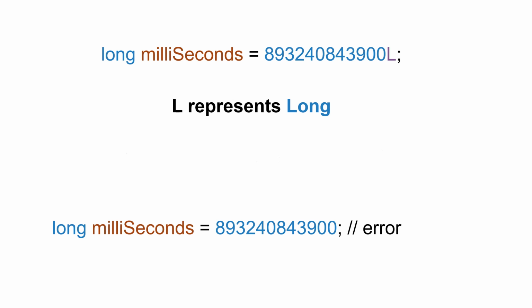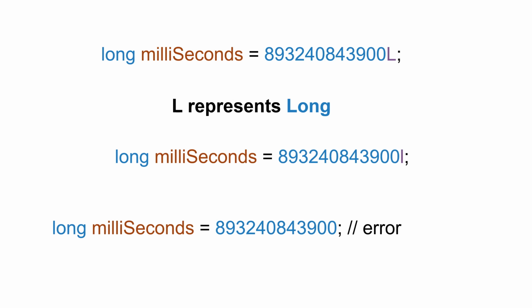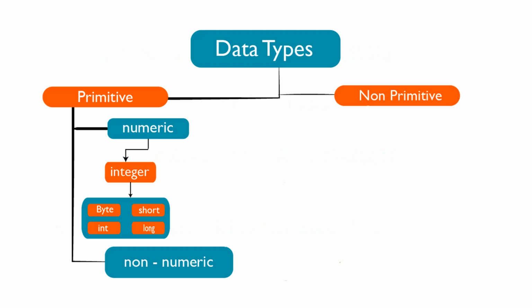It is not mandatory to use capital L always. Even you can use small l as well. But it is hard to differentiate between 1 and L. That's why we are using capital L as per naming conventions. As of now, we have seen all the data types which belong to integer.